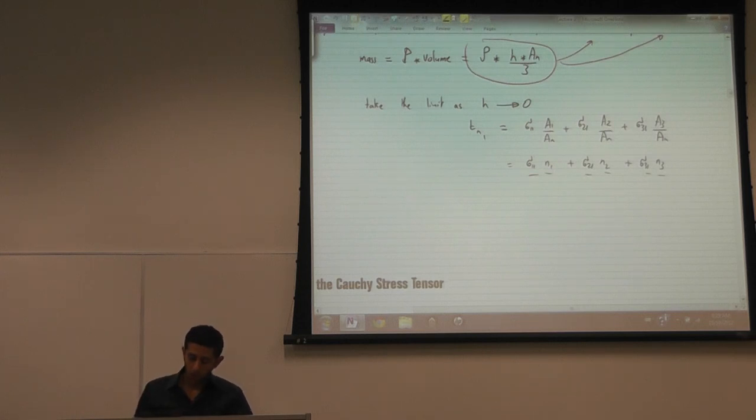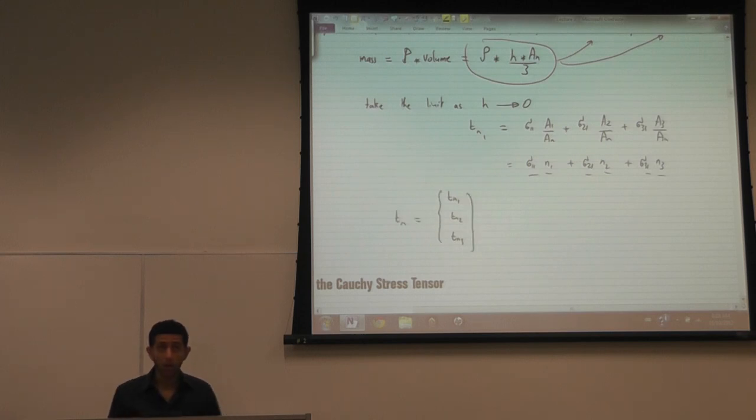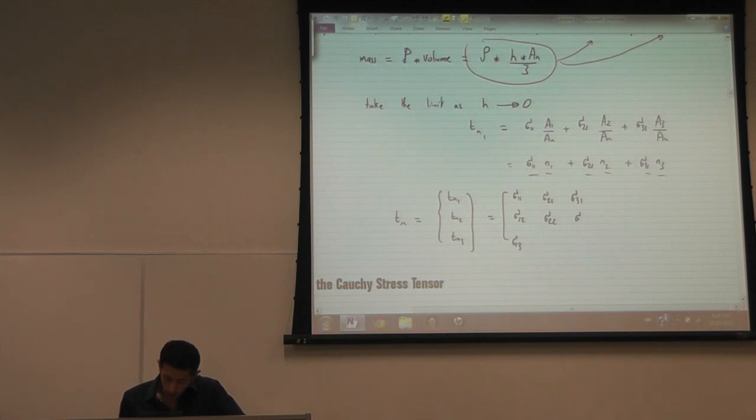And if you repeat this for Tn2 and Tn3, you'll find that Tn1, Tn2, Tn3, which are the components of the traction vector Tn acting on a general inclined area with a normal of N, is equal to the matrix of sigma 1 1, sigma 2 1, sigma 3 1, sigma 1 2, sigma 2 2, sigma 3 2, and so on, multiplied by N1, N2, N3.